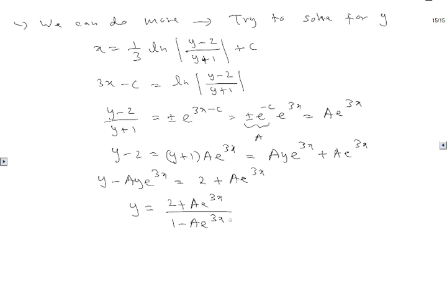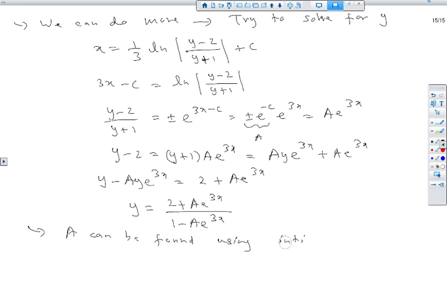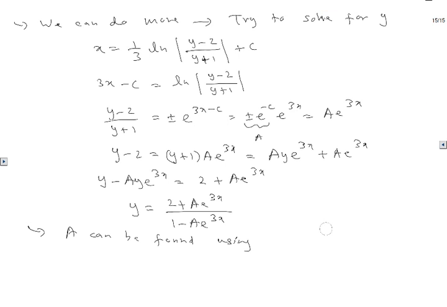Now how to find A? We use some initial conditions to find A. So it can be found using initial conditions.